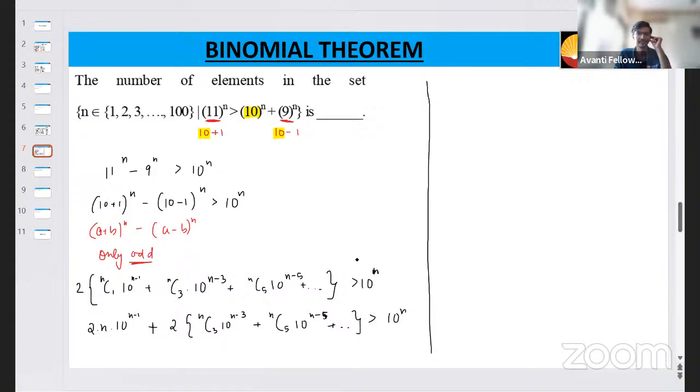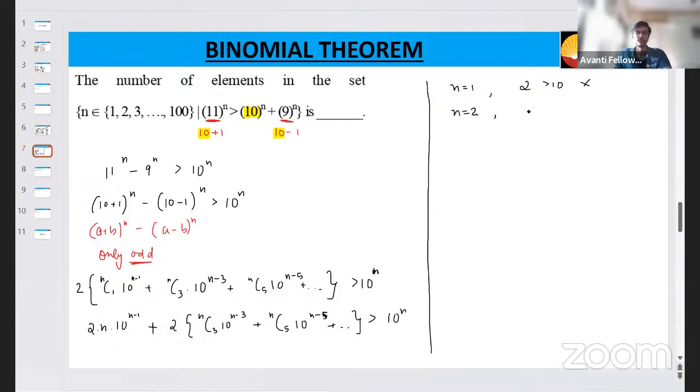n equals to 1 के लिए, if I substitute n equals to 1, ये तो कुछ काम का ही नहीं रहेगा, करेक्ट? ये पावर ही नेगेटिव हो जाएगी, नेगेटिव पावर नॉट पॉसिबल. So n equals to 1 के लिए we'll get 2 is greater than 10. So does not satisfy.